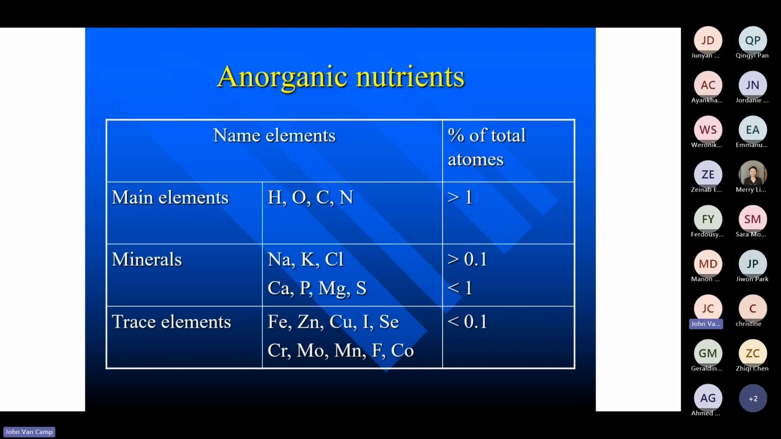On the second layer, you see chromium, molybdenum, manganese, fluor, and cobalt. They are second-order trace elements. They can cause some problems, but usually not for the whole population, but for very specific target groups. So we will come back to that later.